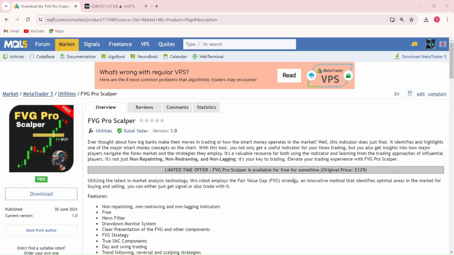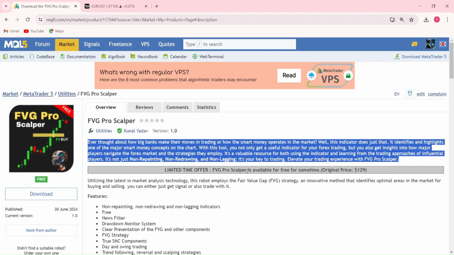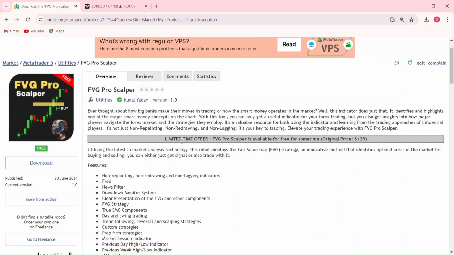Today we are going to explore a very new expert advisor, that is Fair Value Gap Pro Scalper. This is the expert advisor that is used to show signals of fair value gap in financial markets, particularly in the Forex market. And also it is a very valuable expert advisor for anyone who is looking to create smart money concepts and apply it to financial markets.